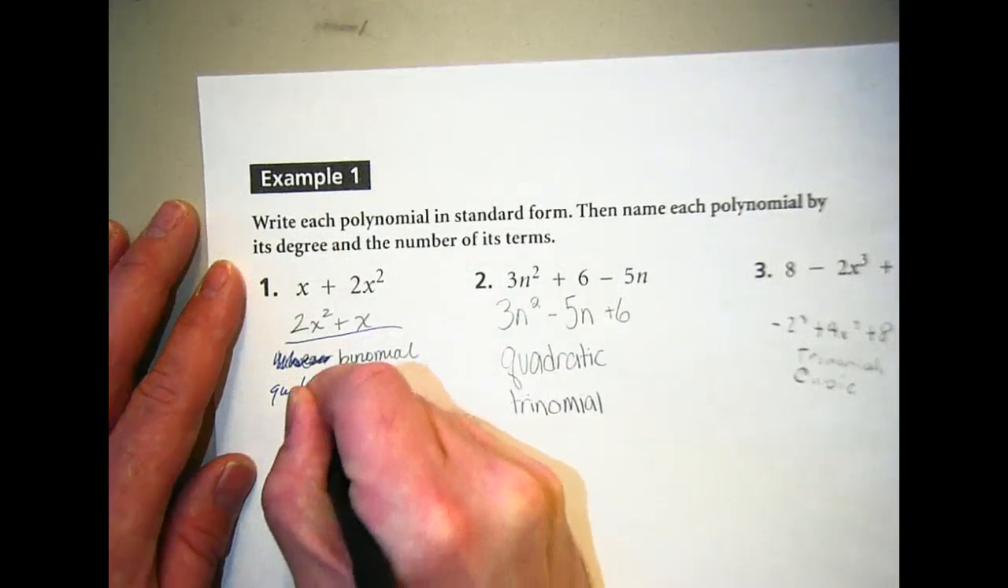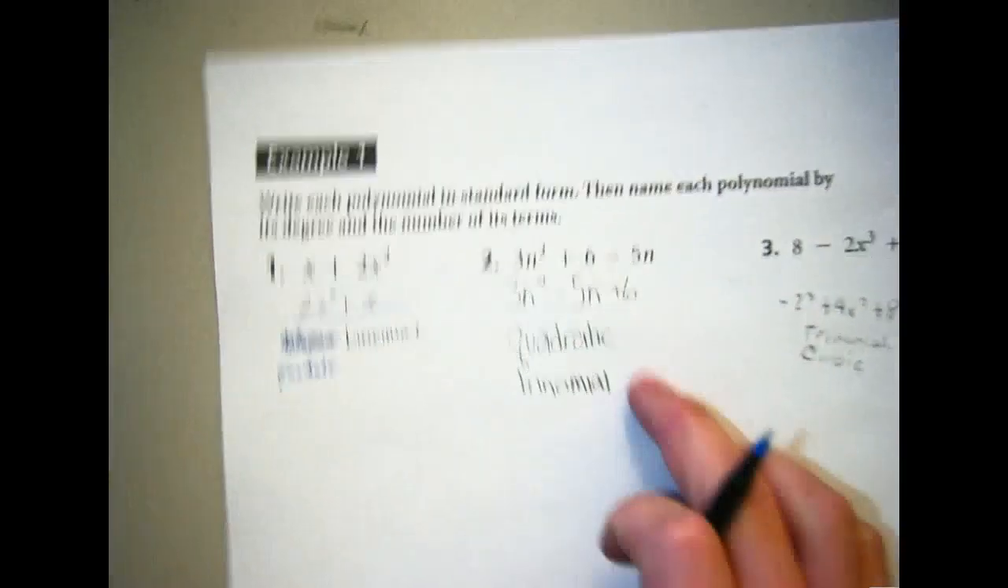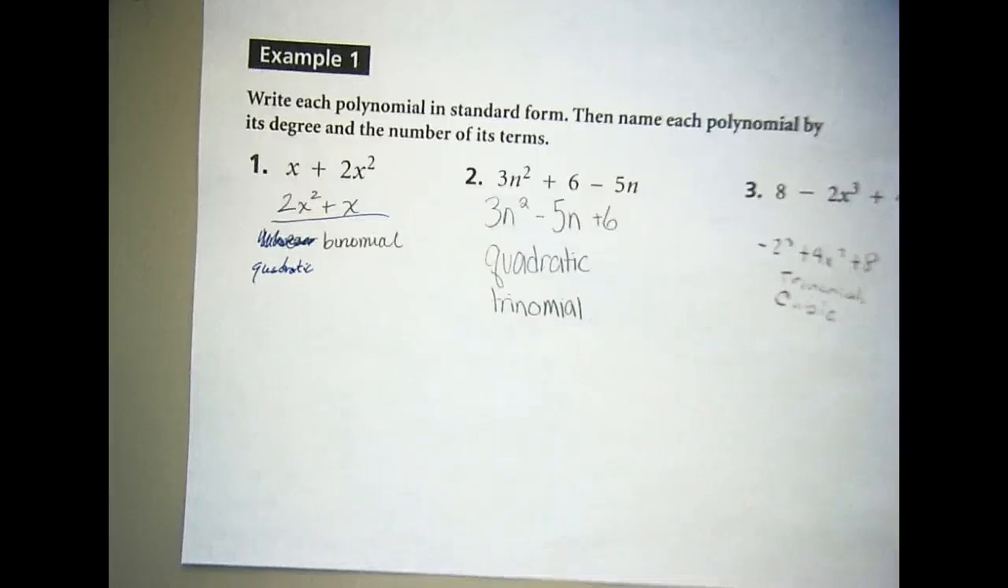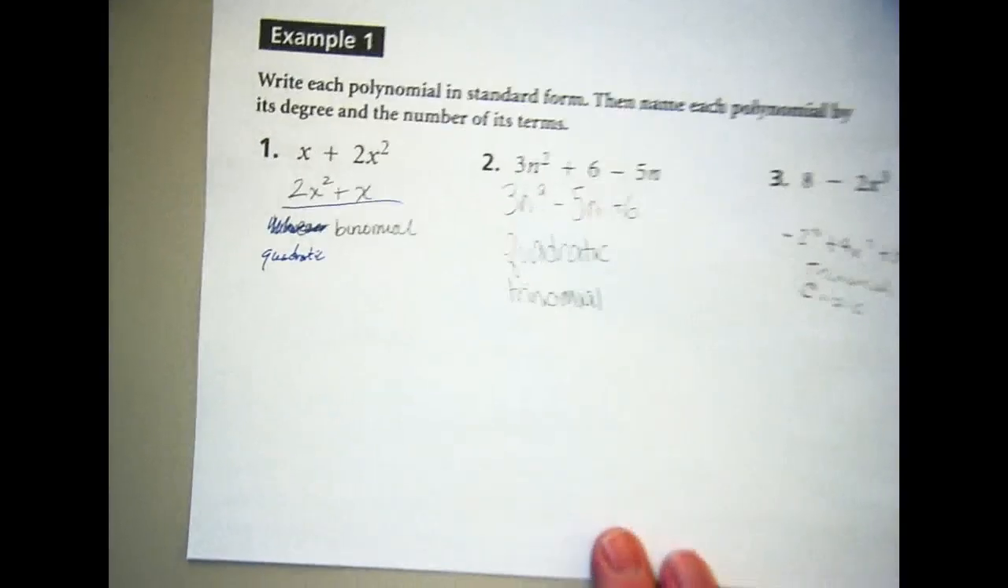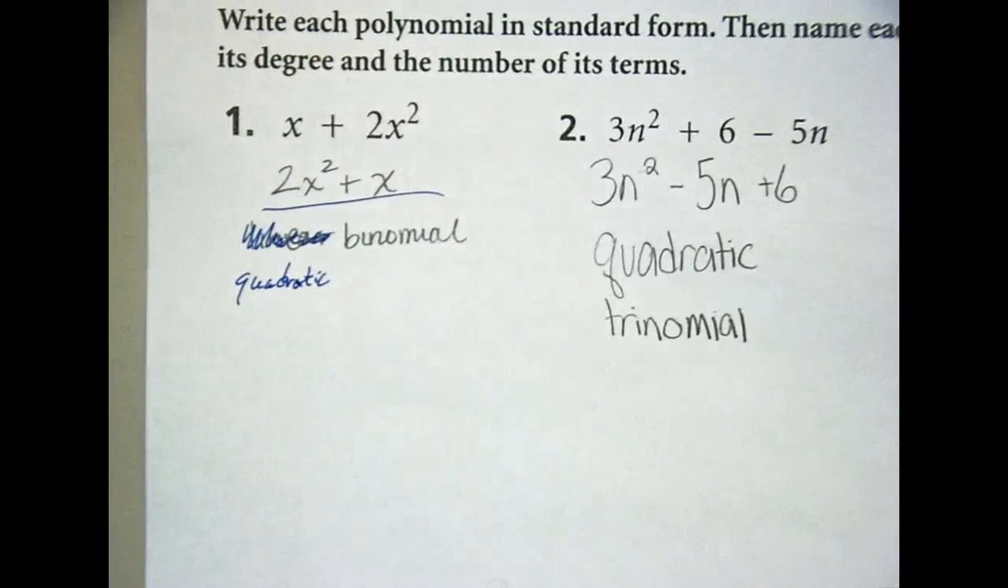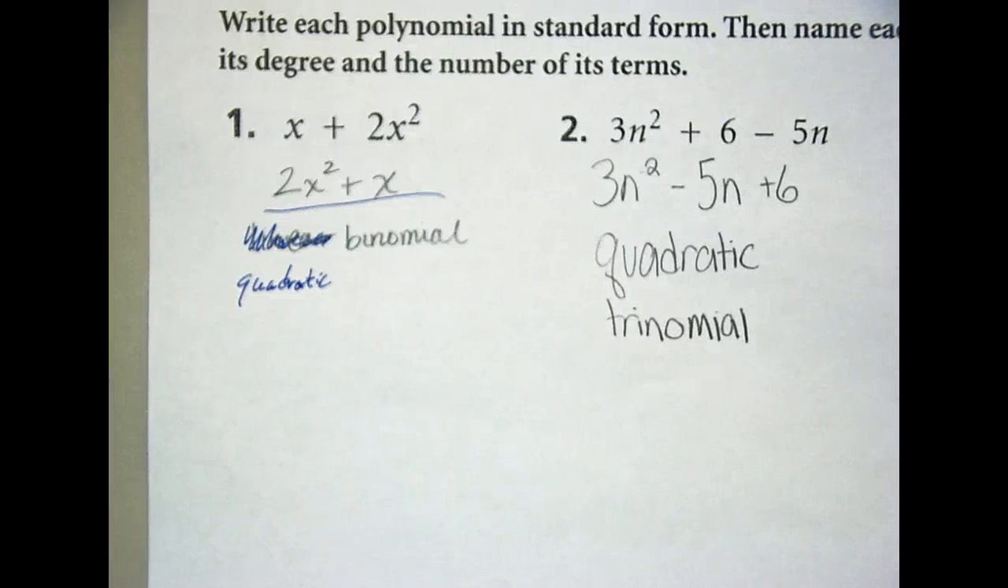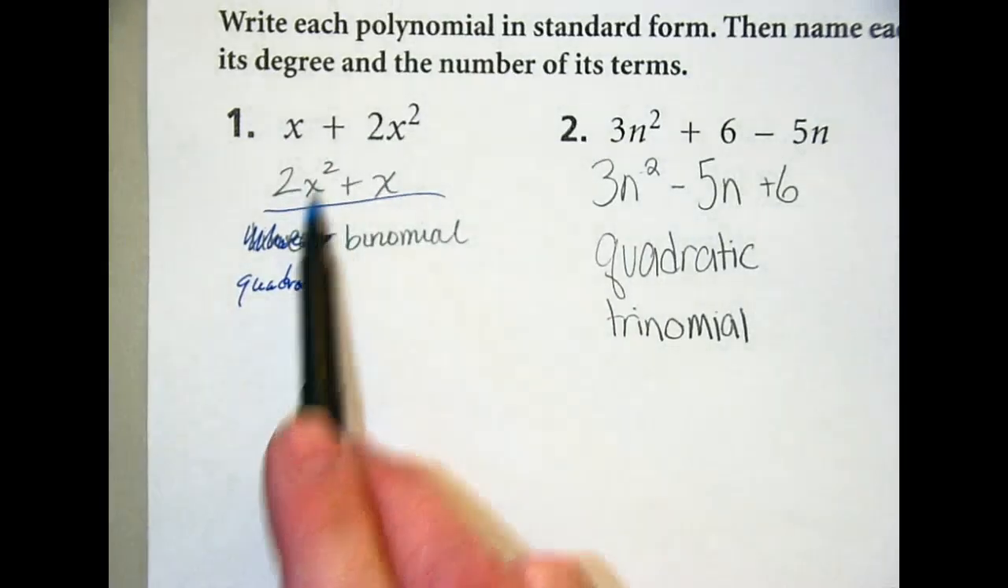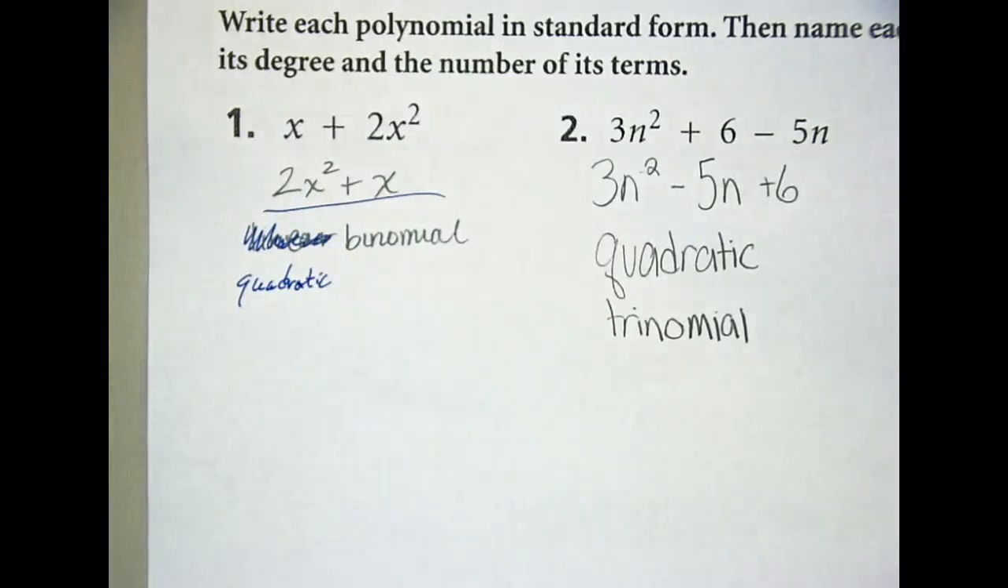How's it quadratic? Good question. Brennan, how's it quadratic? Yeah, the highest degree once in standard form is 2. So once you get it in standard form, your first term, your highest degree is 2, so it's quadratic. Very good.